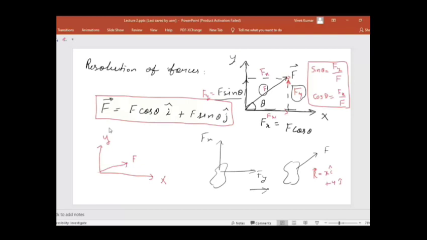We can express force in terms of its i and j component. So x component जो है, that is F cos theta. So it comes with the i cap, which is the unit vector in the direction of x, and y component is F sin theta. So it comes with the j cap. Can be expressed as F cos theta i plus F sin theta j, right? Is it clear? So this is known as resolution of force.